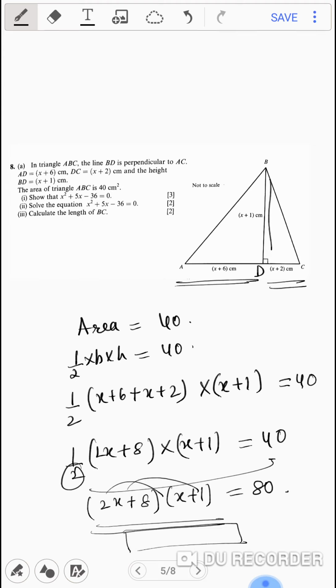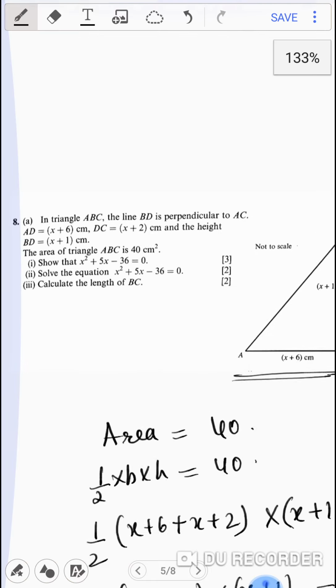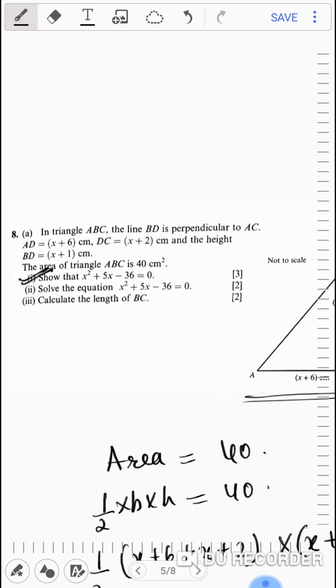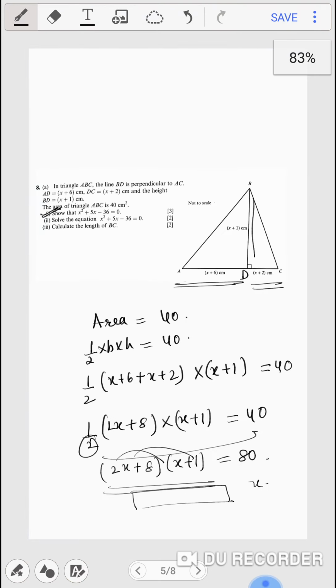Once you get the quadratic equation, you have to find the value of x. If you check, you will get the quadratic equation as x square plus 5x minus 36 after reducing. Yes, give a try, and if you have any problem you can ask me.